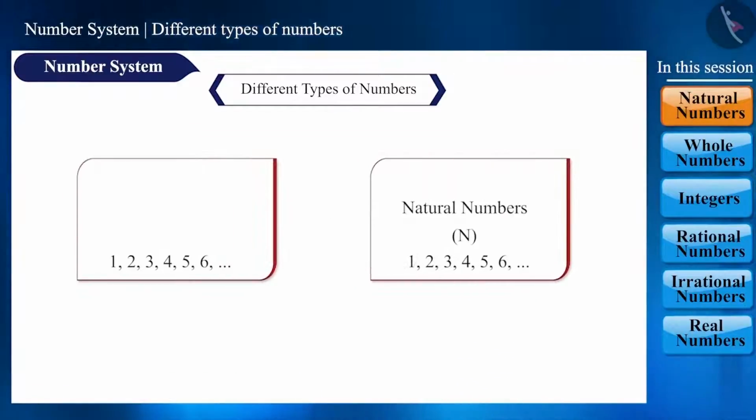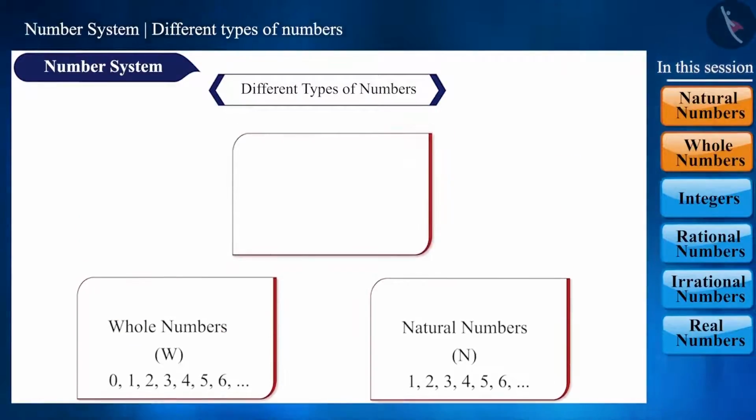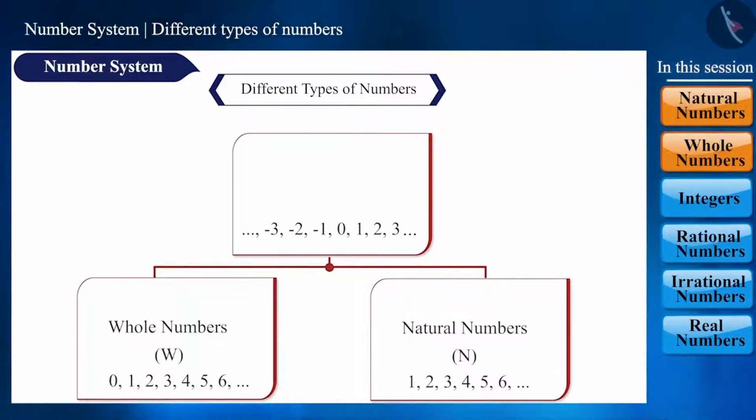Now, if we add the number 0, this series will be called whole numbers, which are 0, 1, 2, 3, 4, 5, 6, etc. These are indicated by the symbol W. If we take negative forms of natural numbers, that is, -1, -2, -3, etc., even that group will look something like this. The group formed is called integers and is expressed with the symbol Z.